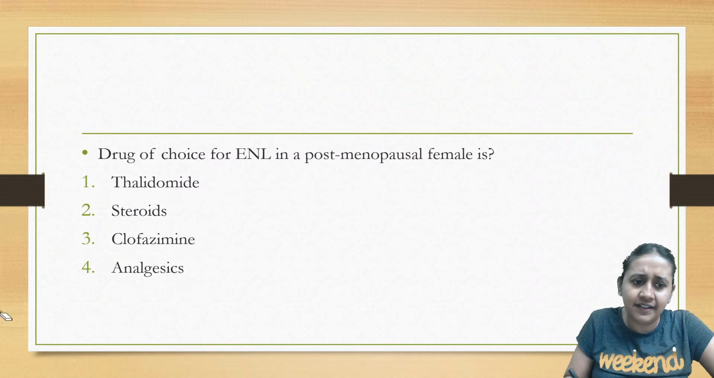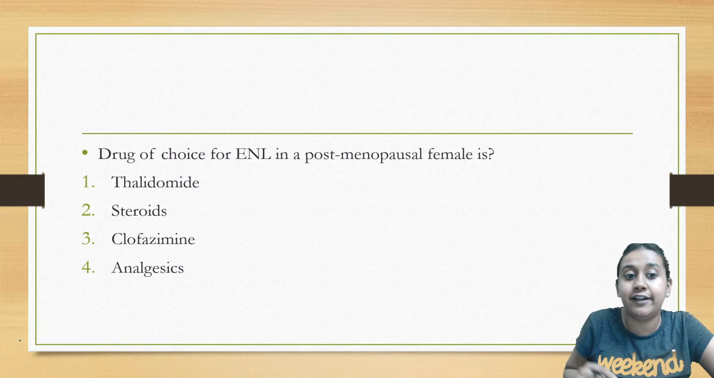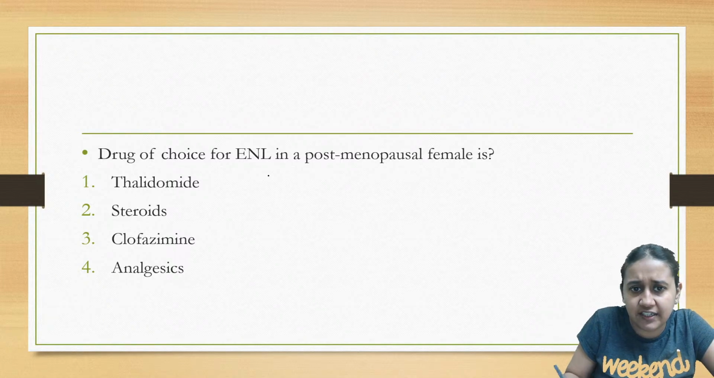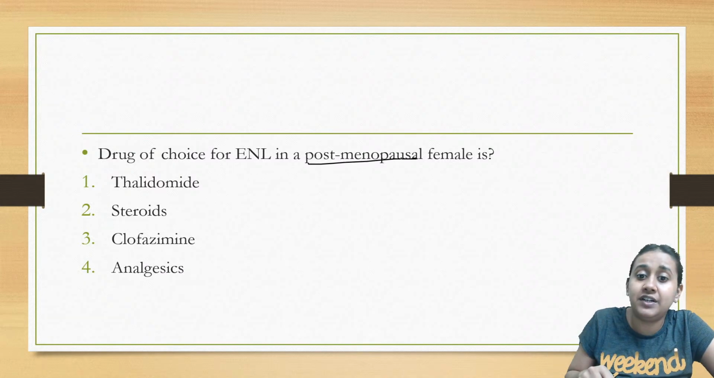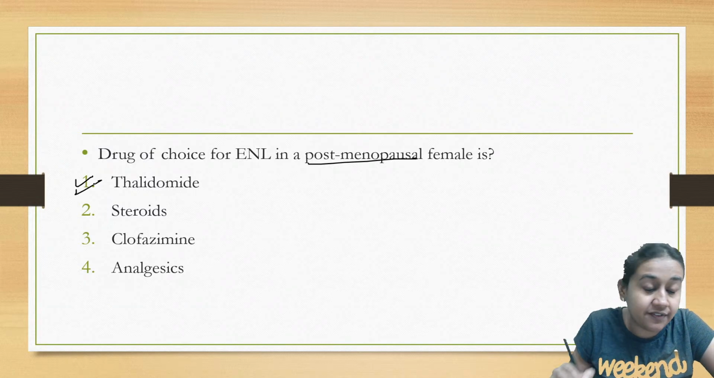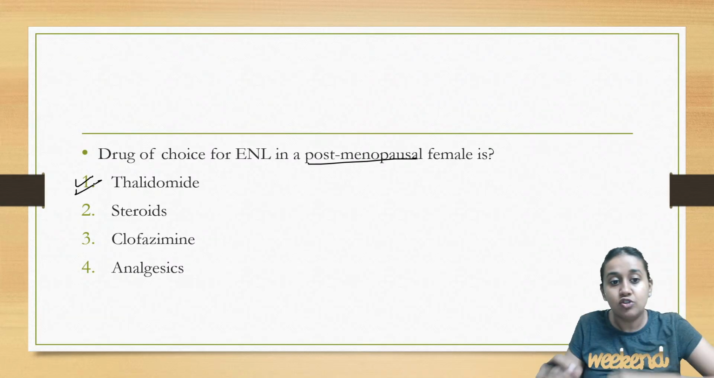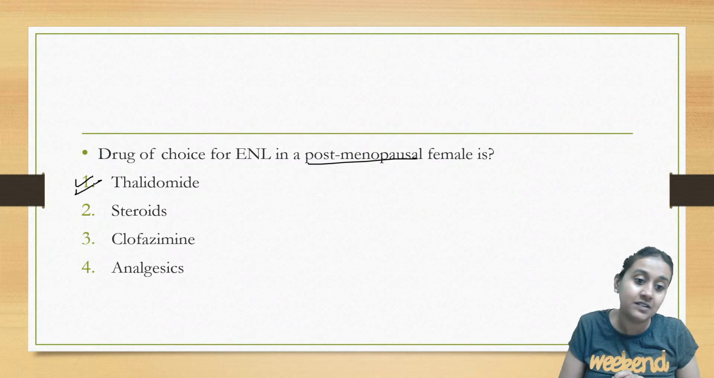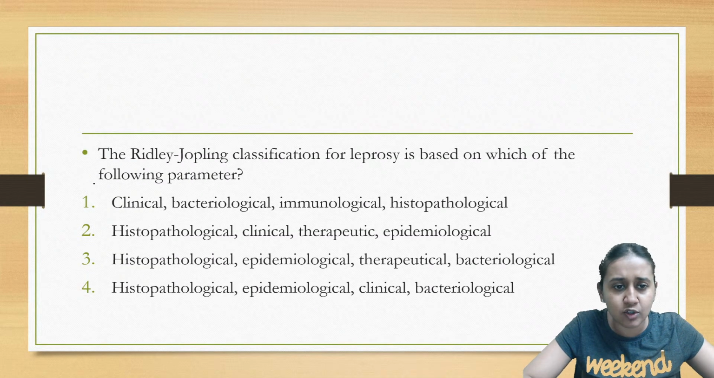Why are we not giving thalidomide in a patient of type 2 lepra reaction? The only reason was the side effect of thalidomide, which is teratogenicity. But if the patient is already post-menopausal, she is not fertile, so the risk of teratogenicity is gone, and that is why instead of giving steroid, you will prefer thalidomide, which is anyway the most effective drug. So please remember, the drug of choice for ENL in a post-menopausal woman is thalidomide. Clear all of you? Very easy and very simple question.